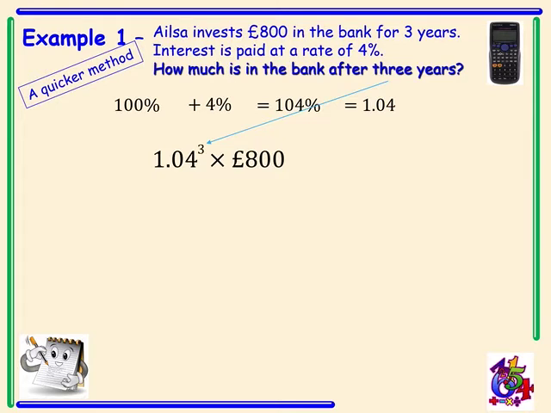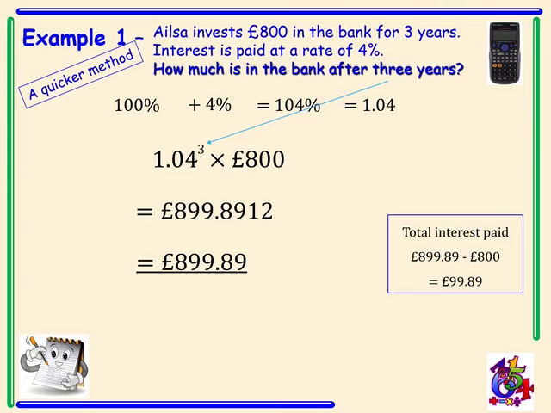Now we can only use this power if we are increasing by the same percentage every year. So as she's getting the same interest every year, we can basically put the 1.04 to the power of 3 in our calculator, times them by 800. That will take us straight to an answer of £899.8912, which we've seen from the previous slide that it can be rounded to £899.89.